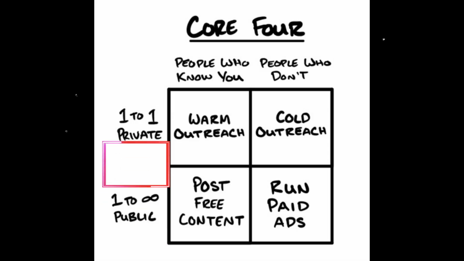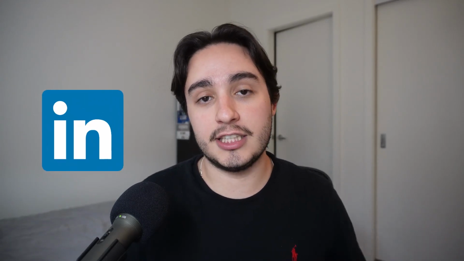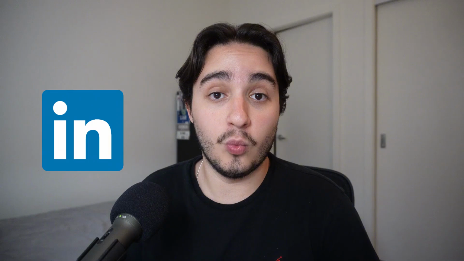Now, if you are doing this one-on-one process with people you already know, we would call that warm outreach, and it would be in the warm category. This essentially means reaching out to your existing network and seeing if they know anyone or if they would be interested in the services that you're selling. For example, you could take all of your connections on LinkedIn and start messaging people one-on-one, asking them if they would be interested in purchasing your services. That would be warm outreach.